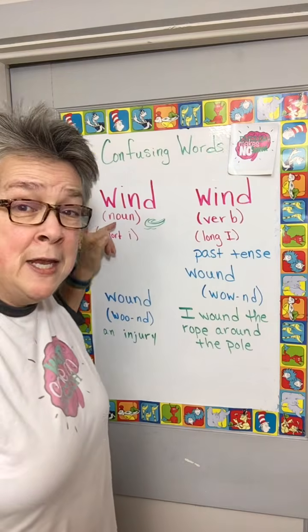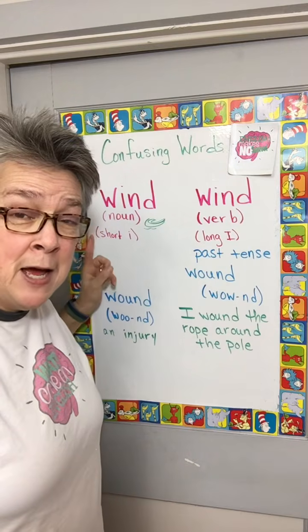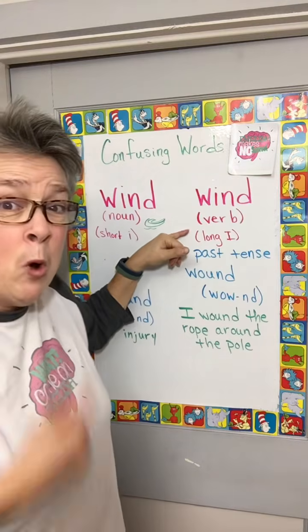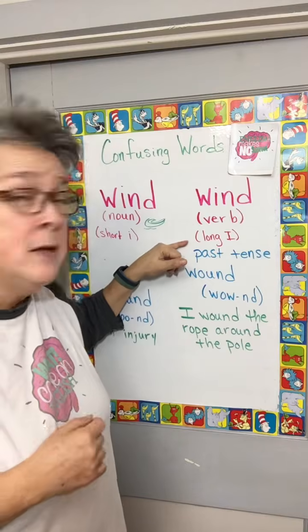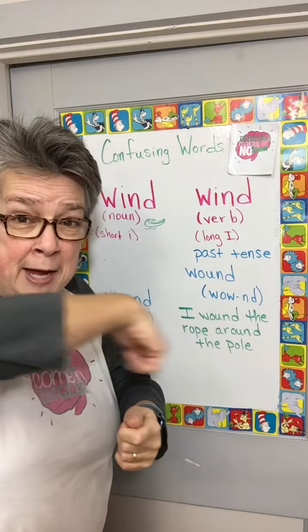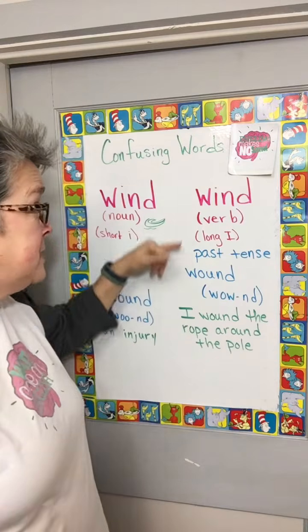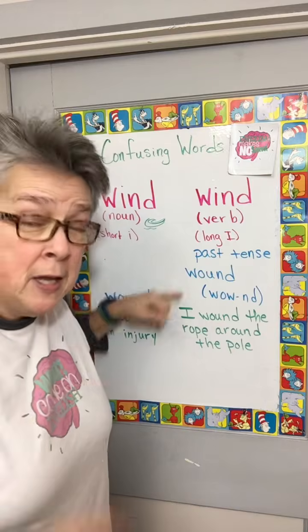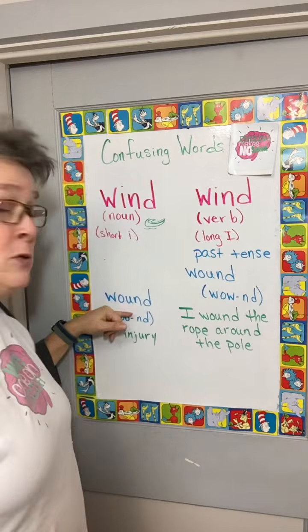W-I-N-D. Wind. Short I. It's wind and it's a noun. Feel the wind? Then W-I-N-D, the verb wind, long I, is to wind a rope around something, to wind. Got it. Now, the past tense of wind is wound. Yeah, wound. But as a noun, wound becomes wound.